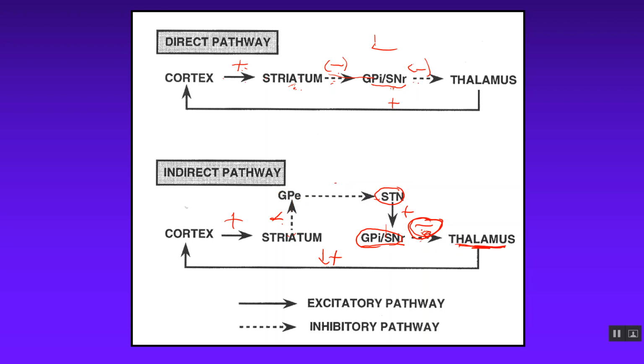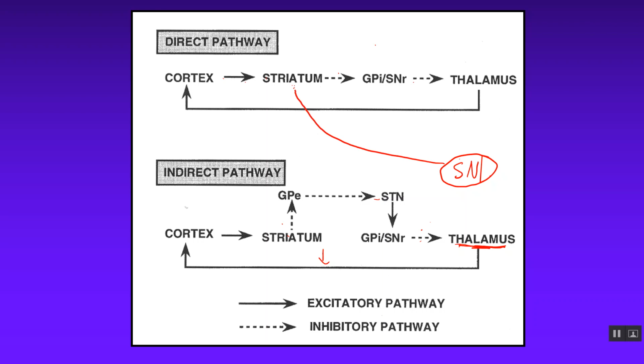So in order for these to be functioning properly, we've got to add dopamine to the mix here. We haven't even talked about dopamine yet, right? So you have this substantia nigra right here, that has axons that project to the striatum, to the direct and indirect loops.